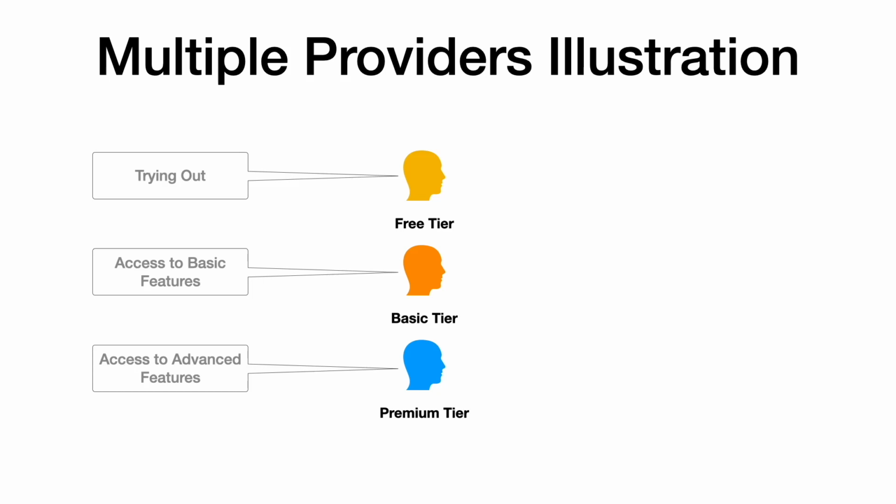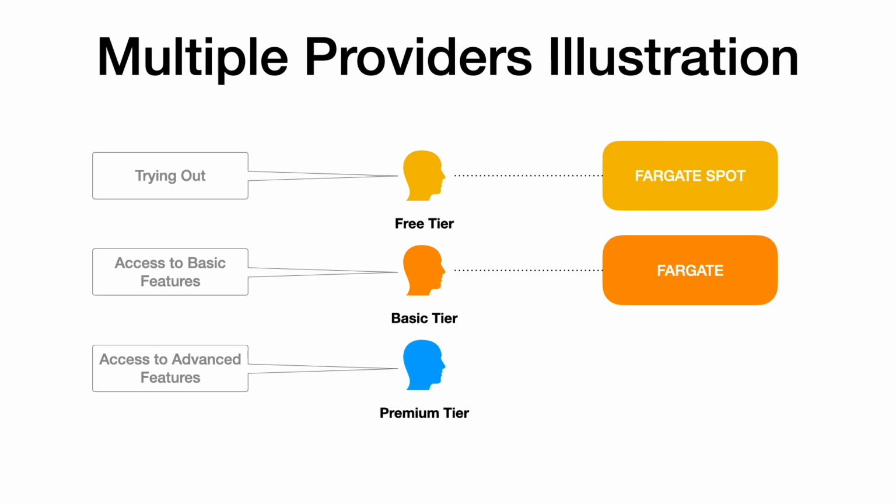I can set the Fargate Spot capacity provider for the free tier, as this will cost less. I am not much worried about the availability in this case, as the users are not committed yet. For the basic tier users, I can use Fargate as the capacity provider. And for the premium users, I want to process the requests on EC2 instances, so I will choose the EC2 capacity provider for them.